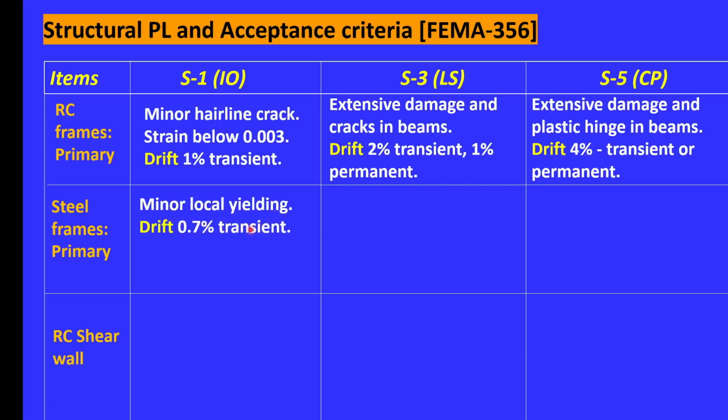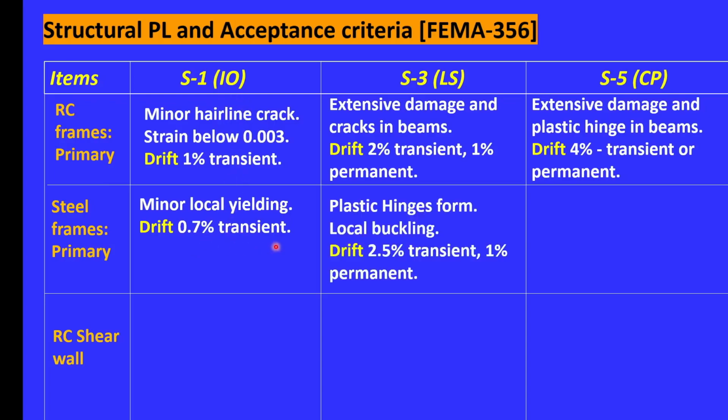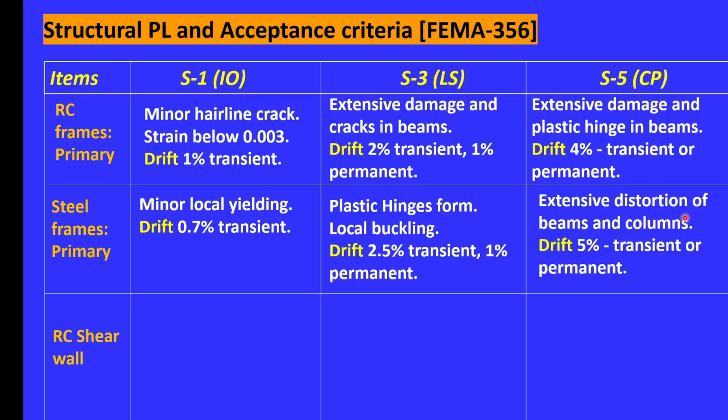Steel frame buildings, minor local yielding, drift is lesser here in the IO level, 0.7% transient. But for other states, LS and CP, the drift is higher in steel buildings. It was 2% here, 1% here, 2.5% transient, 1% permanent. Plastic hinges form, local buckling may take place in the members, drift 2.5% transient and 1% permanent for life safety level. For collapse prevention level for steel building, extensive distortion of beams and columns, drift 5%, very high, transient or permanent, anything. For RC shear wall, the acceptance criteria are more stringent.